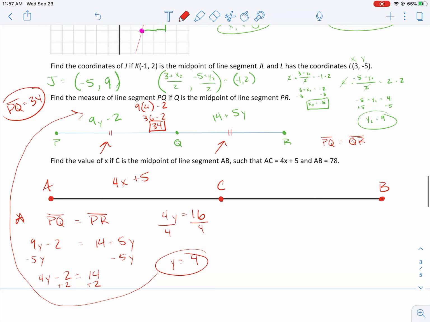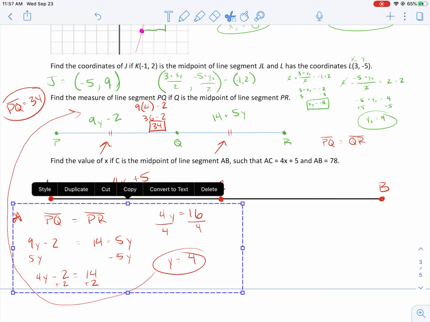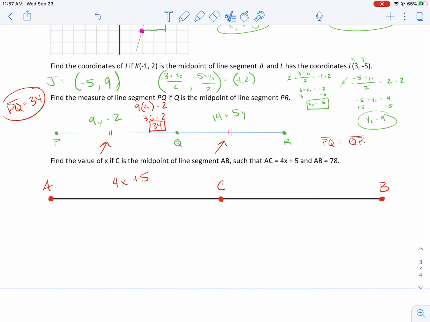Okay, so let's think about this. Let me draw this out of the way here, and give myself some space. If you think about this, we know that C is the midpoint, right? So we know that this length is equal to this length. So, since AC is 4x plus 5, then we know that CB is also 4x plus 5. And so now, it says find the value of x if C is the midpoint.